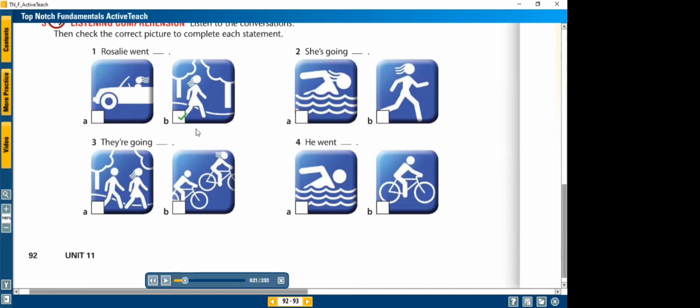So why didn't she go for a drive? Because her car is there, okay? So let's listen and check.